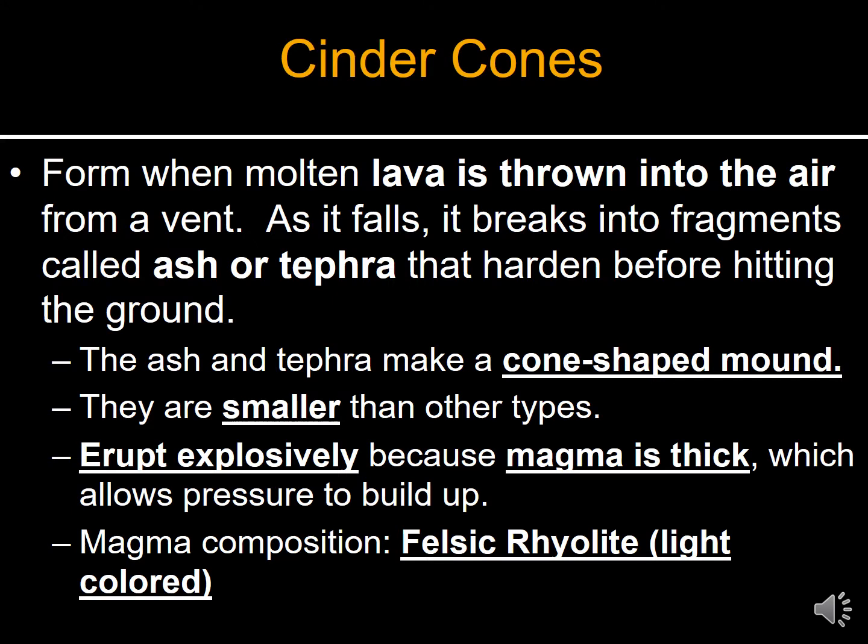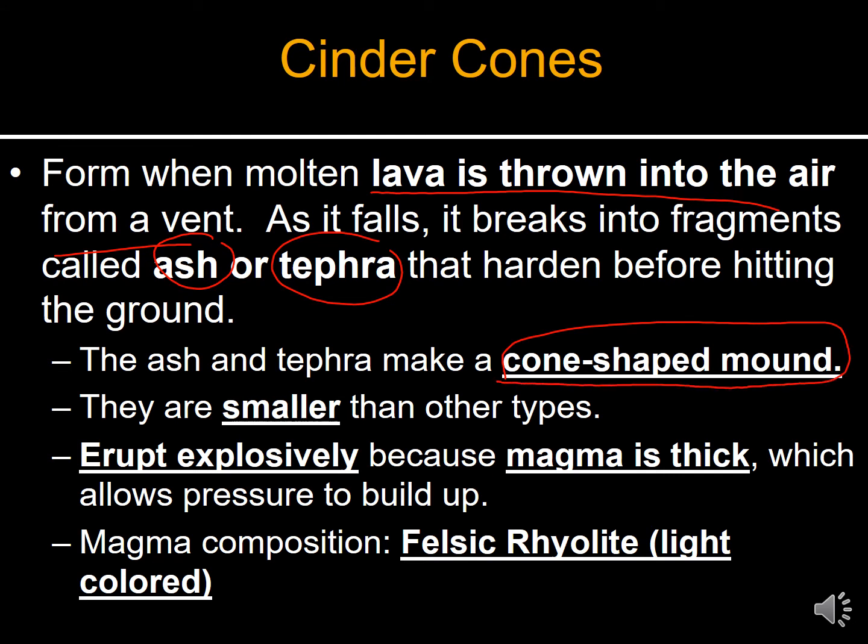Now, cinder cones form when molten lava is thrown in the air from a vent. Okay, so it does have a vent on top. As it falls, it breaks into fragments called ash or tephra that harden before hitting the ground because it's so hot. Then when it hits the atmosphere, it makes these hard fragments. So the ash and tephra make a cone-shaped mound. Okay, they are smaller than most types, but they erupt explosively.